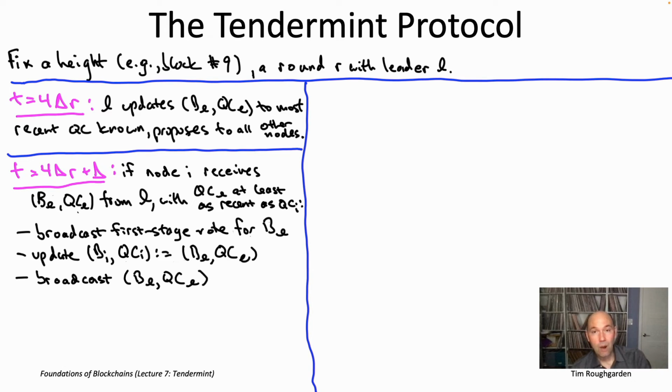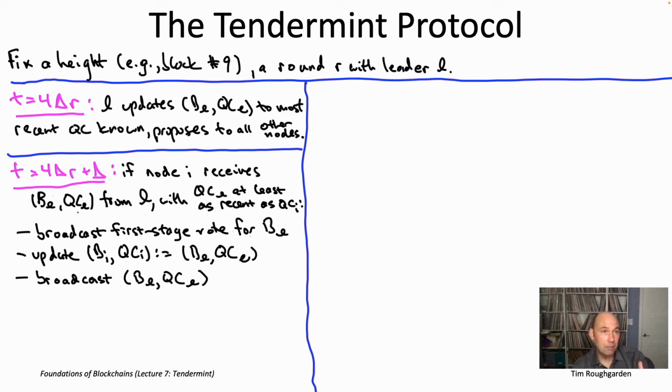And so basically, node I is broadcasting a vote for the block that it already thought was the right one anyways. If, however, the quorum certificate QC_L received from the leader is strictly more recent than the one stored locally at node I, QC_I, then in fact, node I will broadcast its vote for the newly heard about block B sub L.